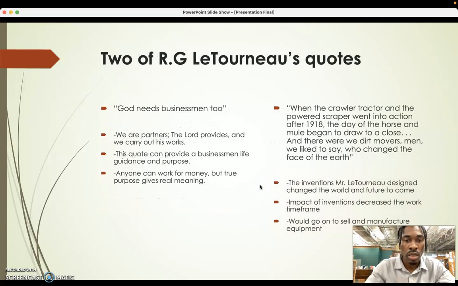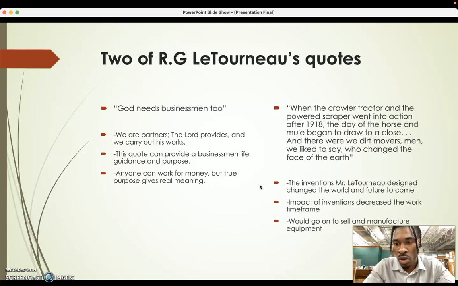Let's go back. This quote can provide a businessman life guidance and purpose. So sometimes we could just be out here working for money. And that gets old. You have to have a purpose in life. Anyone can work for money, but a true purpose gives real meaning.